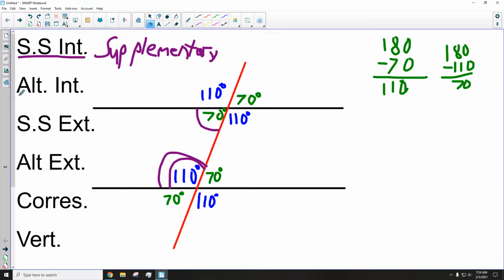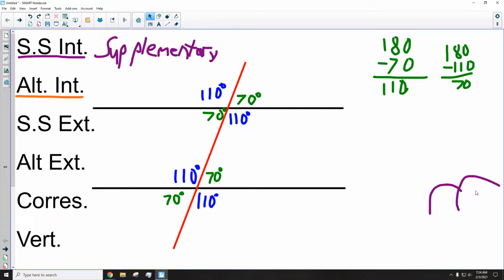All right, now let's do alternate interior. So alternate interior, I can erase these purple lines real quick, actually. Alternate interior, it means one will be on this side of the transversal, one will be on this side, but they'll both be inside the parallel lines. So I could grab this one and this one. Now if you look, both are 70. So congruent.